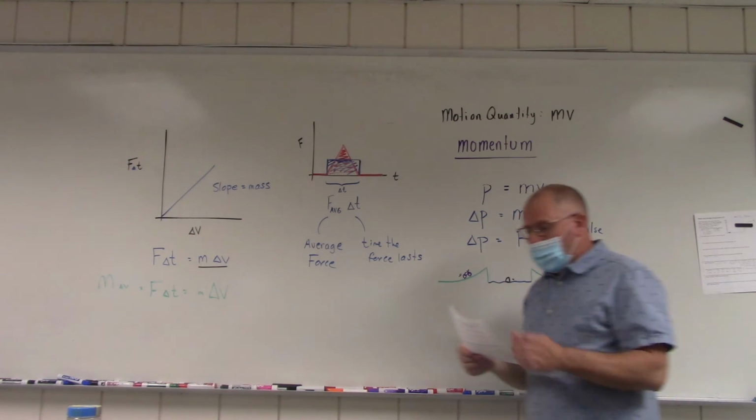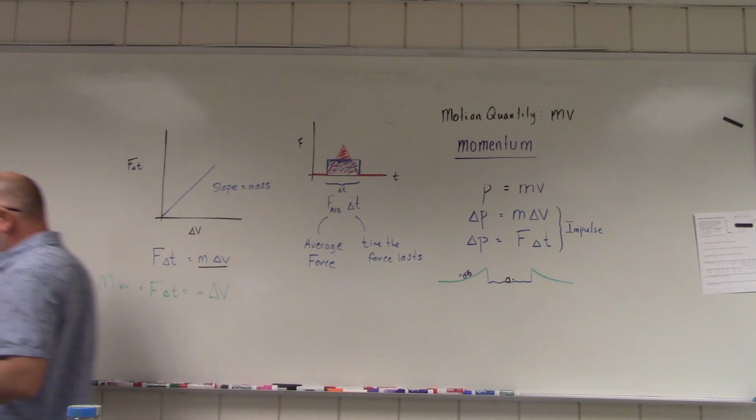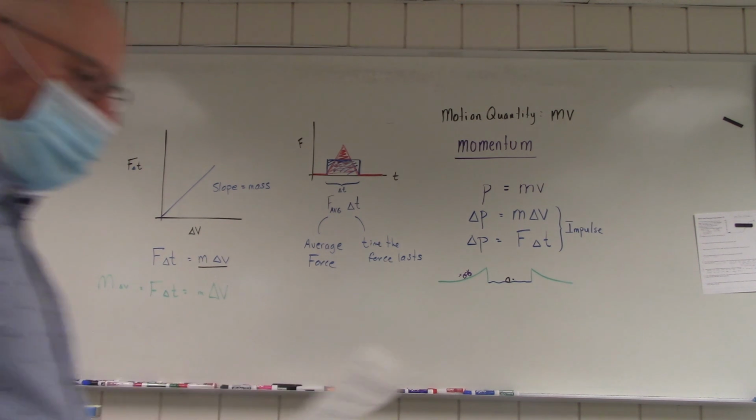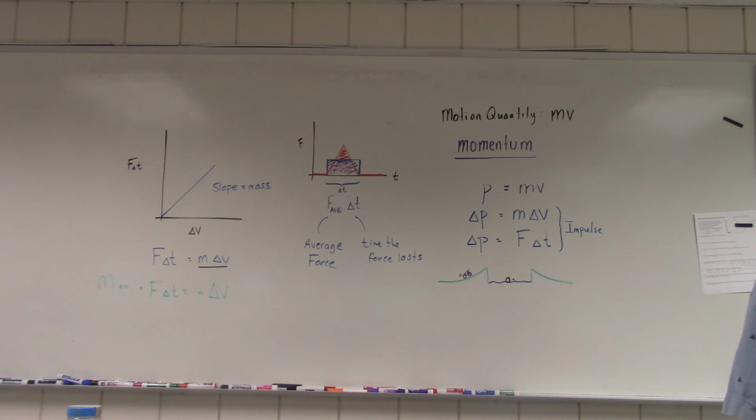Good. 2 other objects, C and D, have identical masses. Object C has twice the velocity of D. Andrew, what do you think? Object C has twice as much momentum as D. Absolutely. C has twice the velocity. They have the same mass, so it has twice the momentum. Again, it's a linear relationship there.